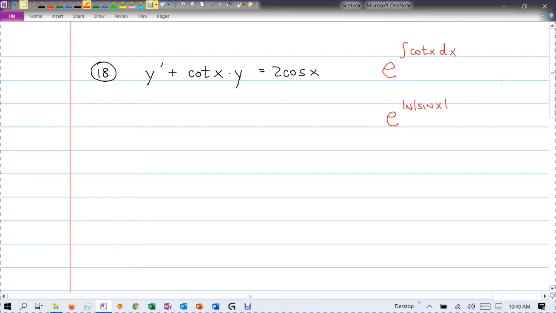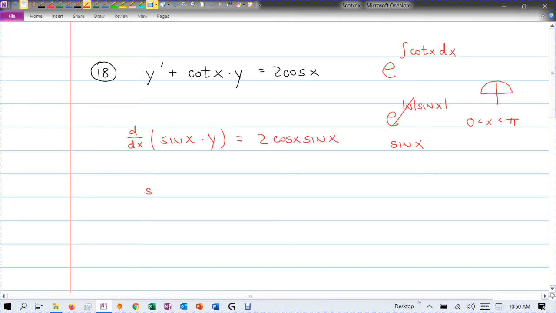This is only valid when sine is positive. So sine is only positive when you're between 0 and pi. And then we can drop the absolute value, and the e and the natural log go away, so we just get sine x. So we have d dx of our integrating factor sine x times y, and then equals, on the right hand side we have to multiply this by sine x.